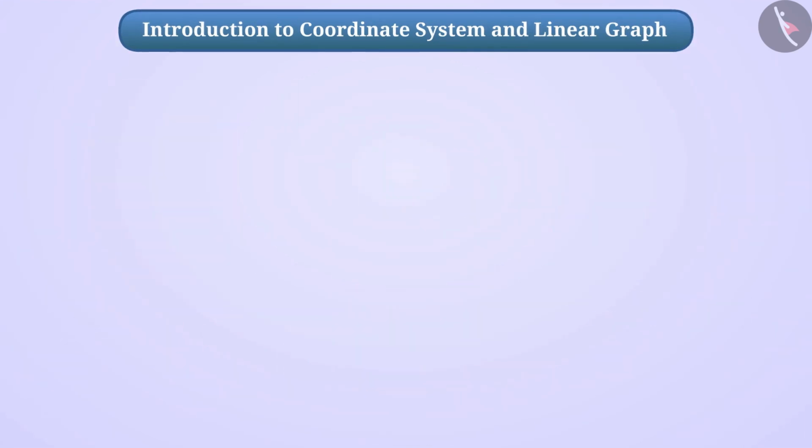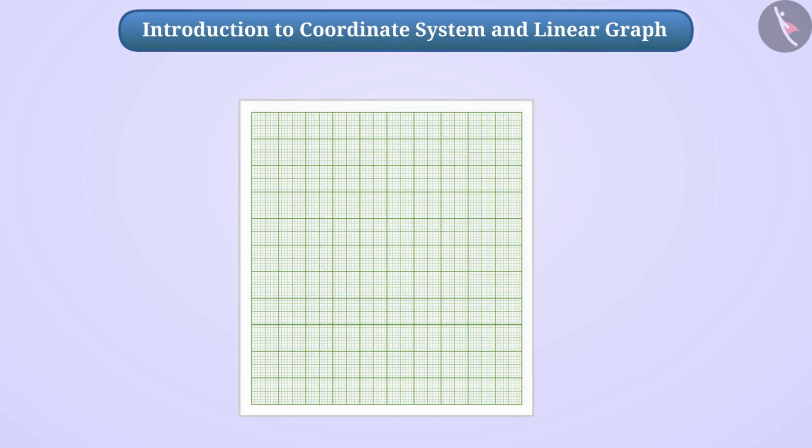For example, there is a graph paper showing the x-axis and the y-axis. They are perpendicular to each other. Their point of intersection is called the origin. Assuming the origin point as 0, we represent numbers on the x-axis and the y-axis.